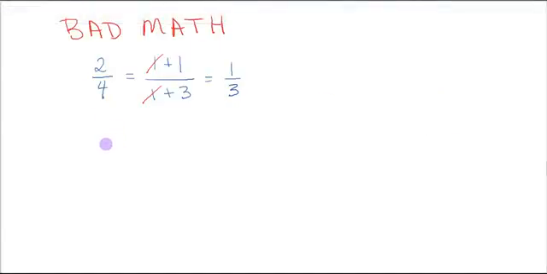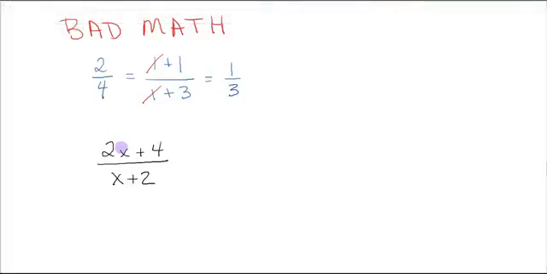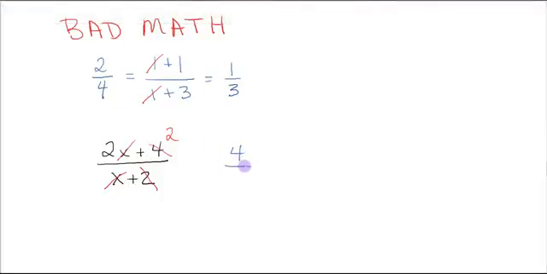Let's say we had an example like 2x plus 4 over x plus 2. Very similar to the last rational expression we worked on. And let's cancel what we can. Let's see, 2 goes into 4 2 times, and the x cancels and the x cancels, and I add those together. And what do I get? I get a 4 over 0? That doesn't make sense, does it?